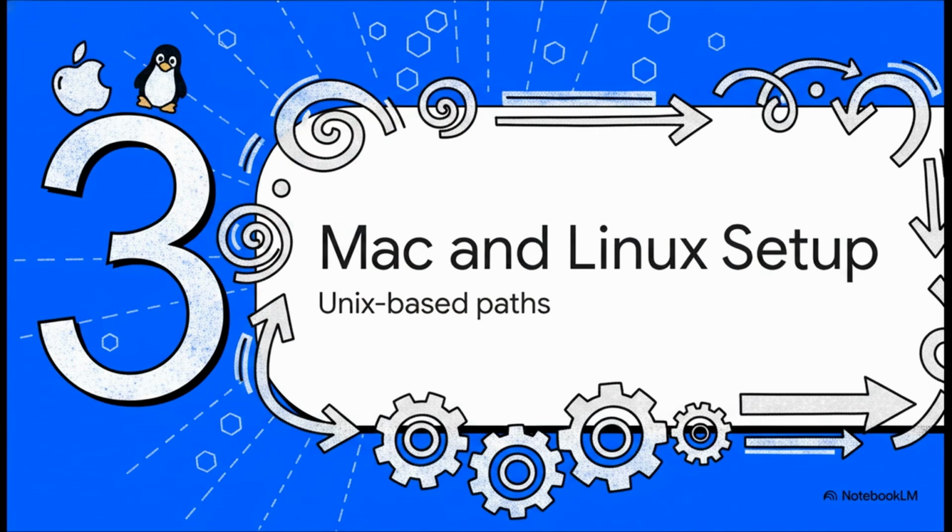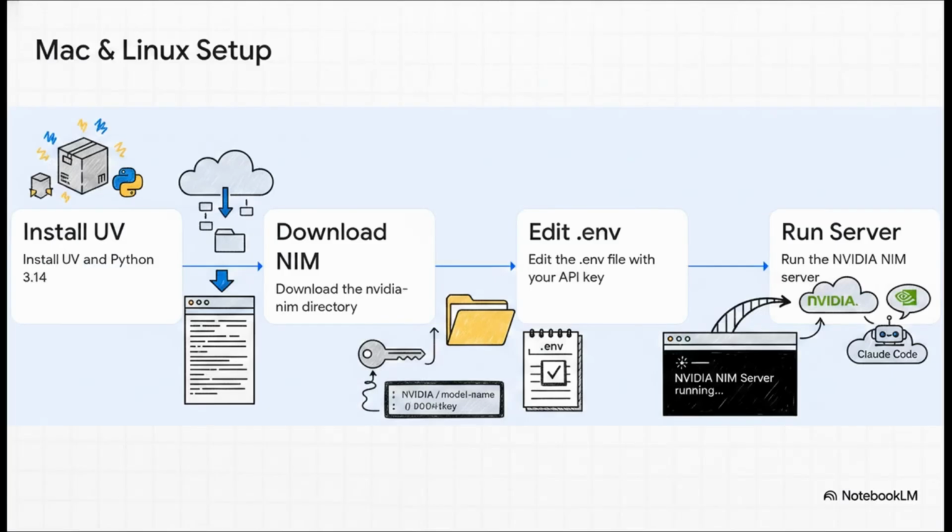Section 3. Setup for Mac and Linux. Now, if you're on Windows, hang tight for just a second. Your specific path is up next. For our Unix-based friends, following these 4 core steps cleanly in your terminal is absolutely crucial. Step 1, you're going to install the UV Package Manager and Python version 3.14. Step 2, run a quick command to download a specific working directory named NVIDIA-NIM. Step 3, and this is vital, you need to create an API key on the NVIDIA website.